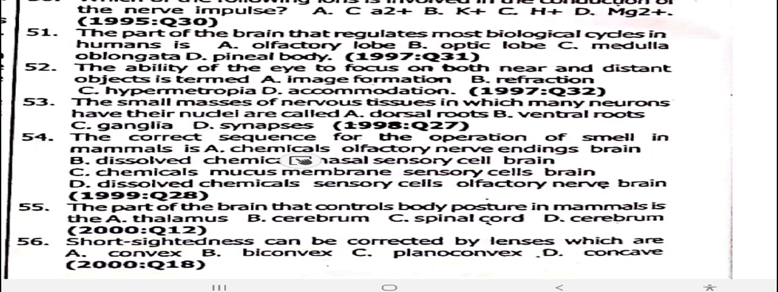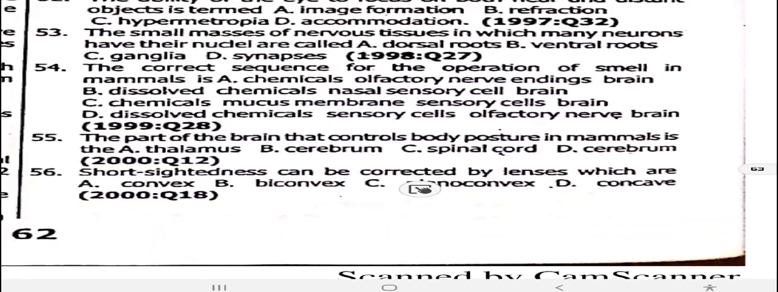54. The correct sequence of the operation of smell in the mammal is dissolved chemical, sensory cells, olfactory nerve, the brain. Option D. 54 is option D.